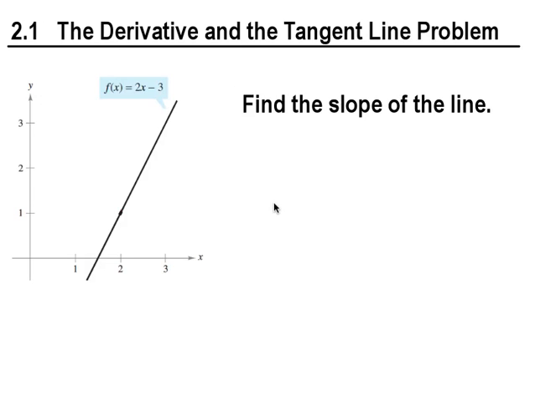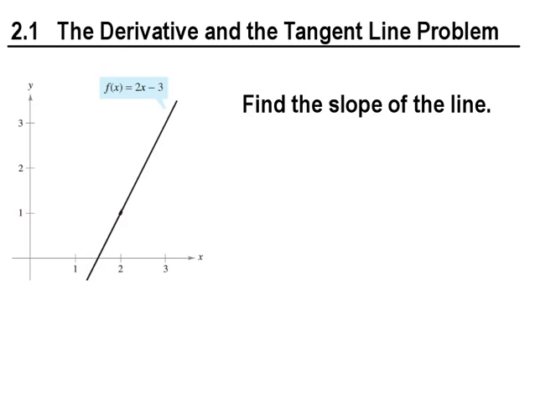Section 2.1 is on the derivative and the tangent line problem. I want you to look at that graph and tell me what the slope of that line would be. I don't know if you necessarily need to write this part down. This is something that you should already have.